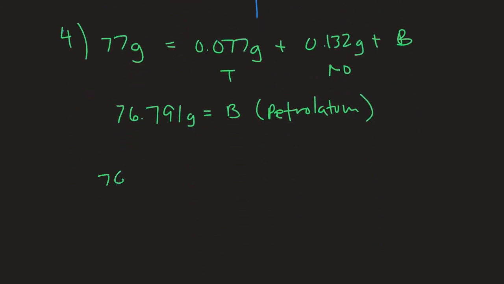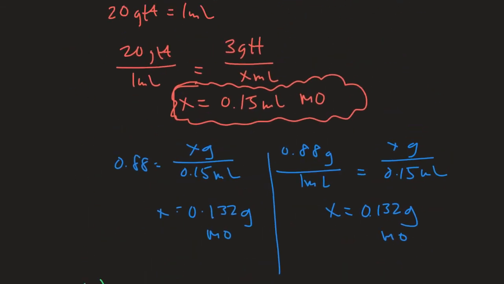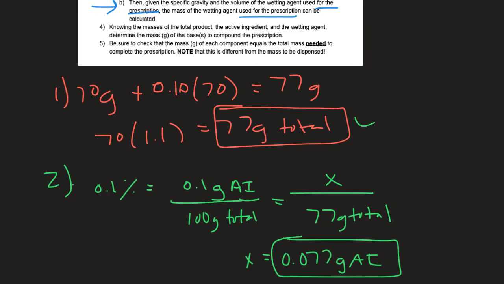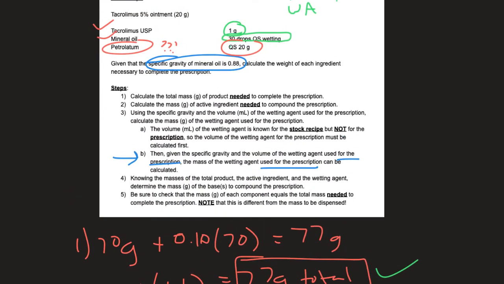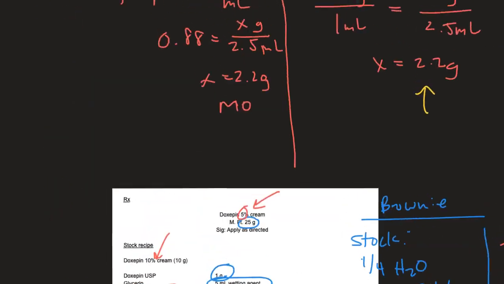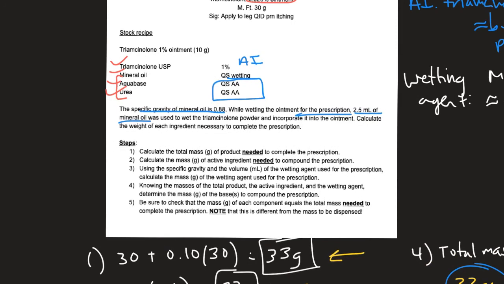Check our math. We know 76.791 grams plus 0.132 plus 0.077 gives you exactly 77 grams total, which matches what we needed total. And notice how, as I said earlier in the important concept, sorry for all the scrolling, the total mass needed is different from the mass dispensed.